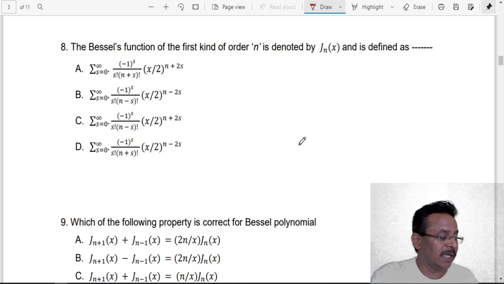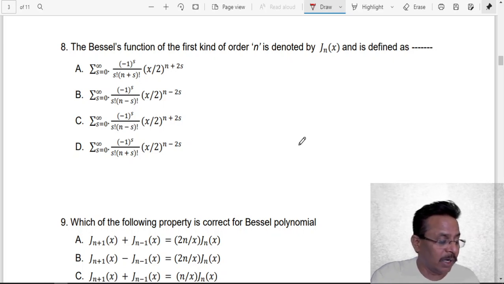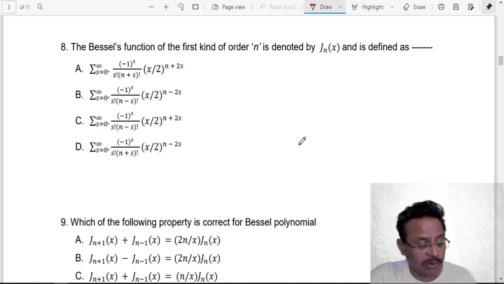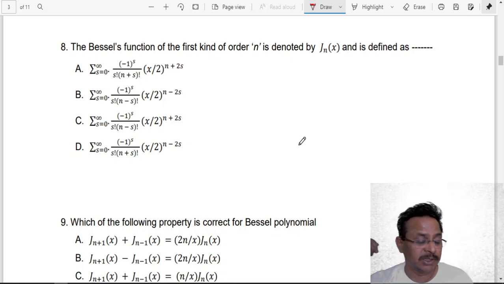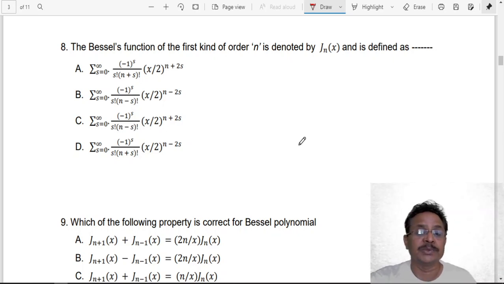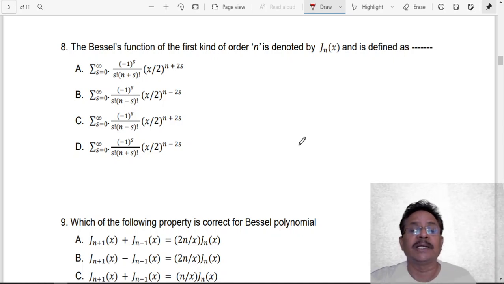Now let's switch over to the next one, that is the Bessel polynomials. To get this Bessel polynomial, we have to go for a solution of a differential equation, which is called the Bessel differential equation. Solving this Bessel differential equation by the series solution method, we come across this type of series, and the series in shorthand can be written as Jn of x is equal to summation over s is equal to 0 to infinity. All these options have the same summation: in the bracket minus 1 raised to s divided by s factorial into n plus s factorial into x by 2 raised to n plus twice s.